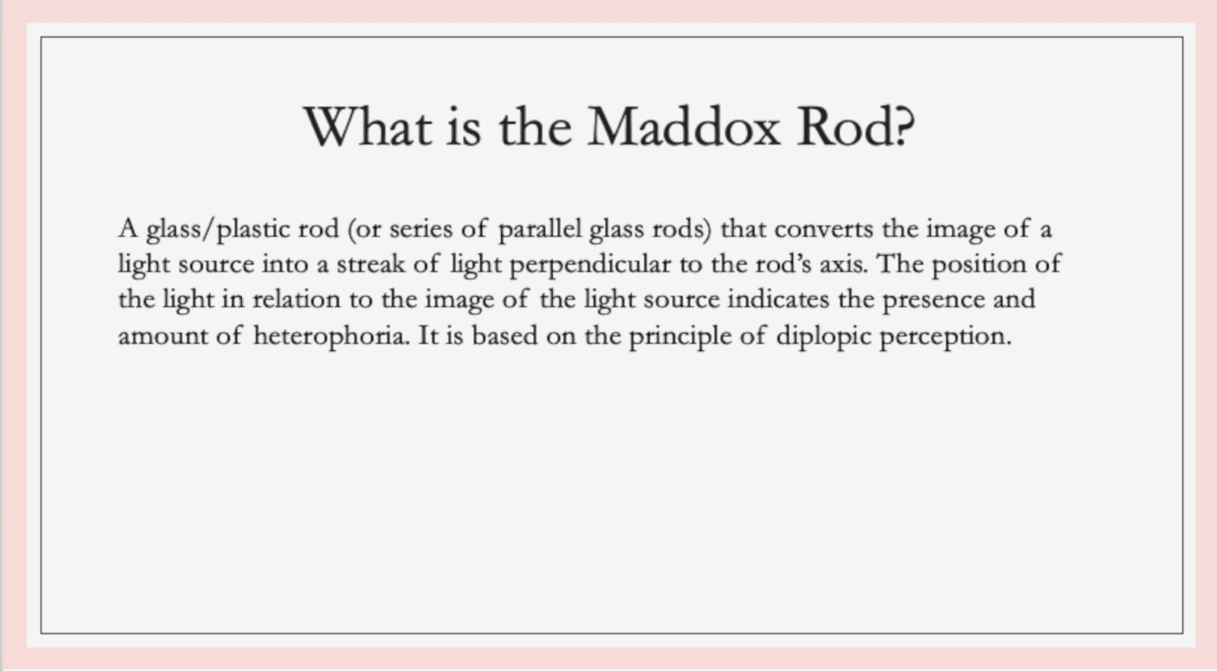What is the Maddox rod? It is a glass or plastic rod that converts the image of a light source into a streak of light perpendicular to the rod's axis. The position of the light in relation to the image of the light source indicates the presence and amount of heterophoria. It is based on the principle of diplopic perception.